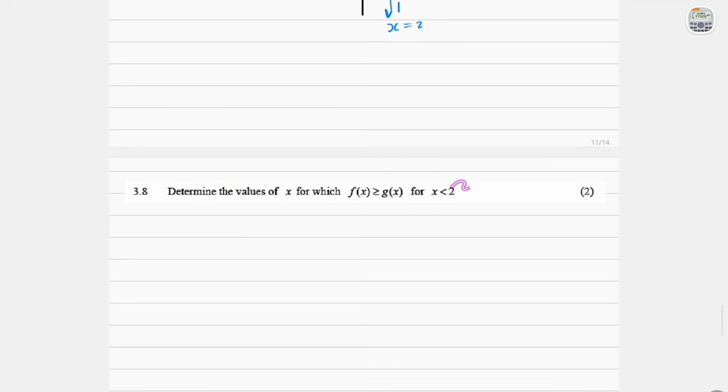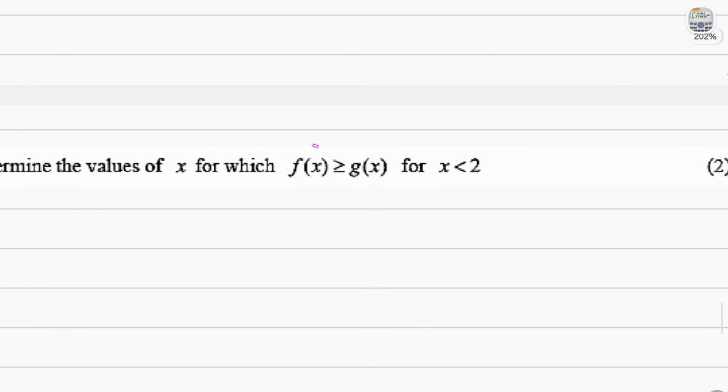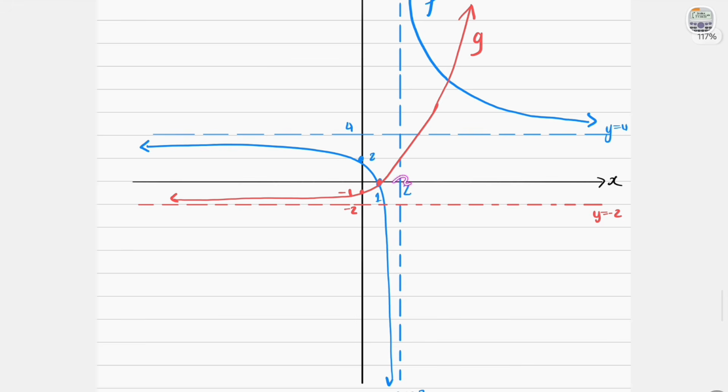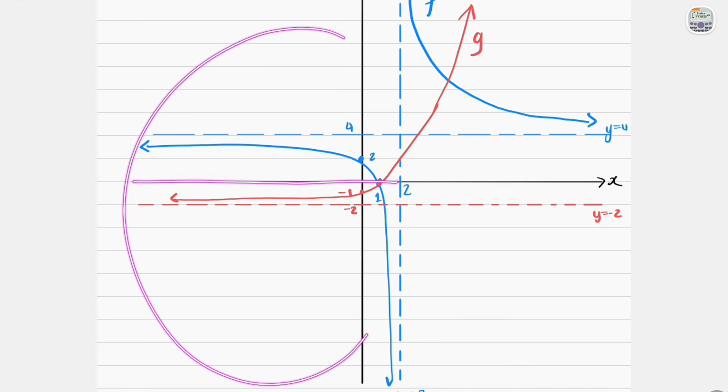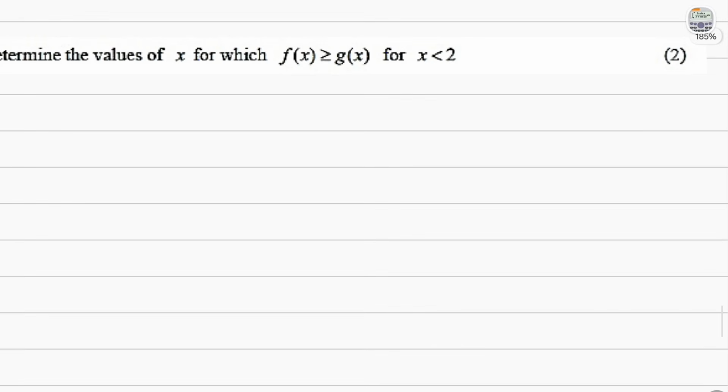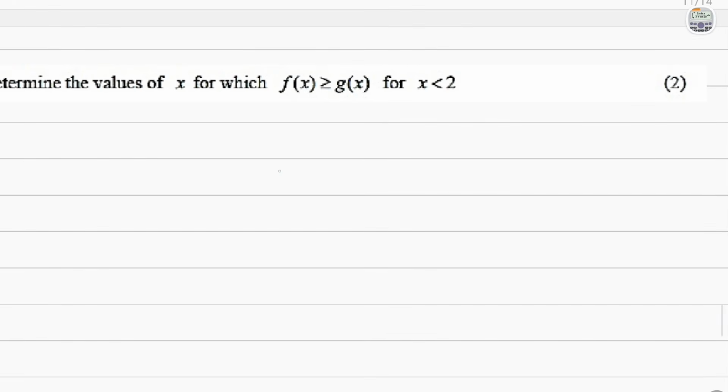So they're saying where x is less than 2, find out where f of x is greater than or equal to g of x. So we are only looking here, in this section. Where is f of x greater than or equal to g of x? When they are referring to f of x, they're referring to the y values of f and g of x, the y values of g. So where do we have y values of f that are greater than or equal to the y values of g? Well, that can only happen when the graph of f is above the graph of g.